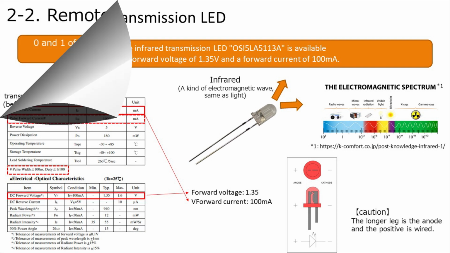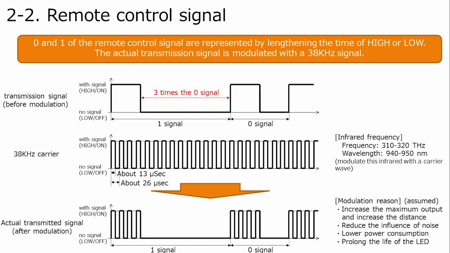Next, we will understand the remote control signal. The remote control signal is transmitted as a signal of 0 or 1, where a signal is 1 and no signal is 0. By changing the length of high or low of the infrared signal and transmitting it, 0 and 1 are distinguished and transmitted. There are several types, but for example, as shown in this figure, 1 is represented by making the length of low 3 times longer than that of 0. The receiving sensor was capturing the time interval between the presence and absence of this signal.